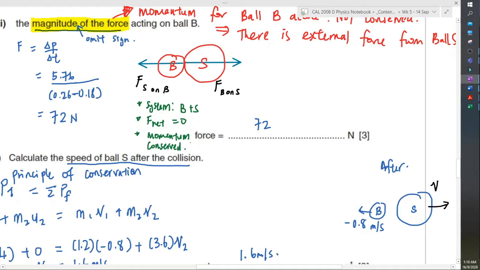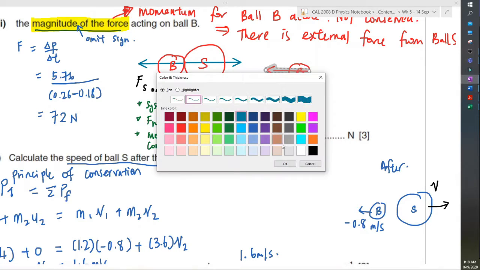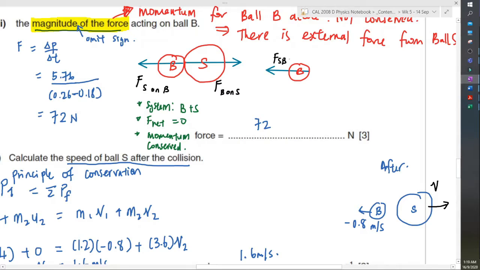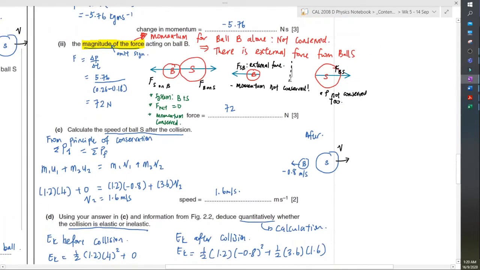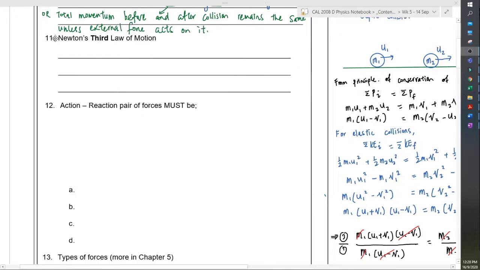But if you take the system B and S together, these two forces cancel out, so the momentum is conserved. So it depends on which system you're talking about. For B and S together, momentum is conserved. For B alone, momentum is not conserved. That's why there is force, because the force from S is your external force. So the momentum here is not conserved. That's why there is a force of 72 Newton. And of course, the same thing for ball S. It will also have the same external force and its momentum is also not conserved. In fact, I think the magnitudes of these two forces are the same because the change in momentum is the same, and the time is the same, so the force would be the same. These two forces, same magnitude, 72, opposite direction.